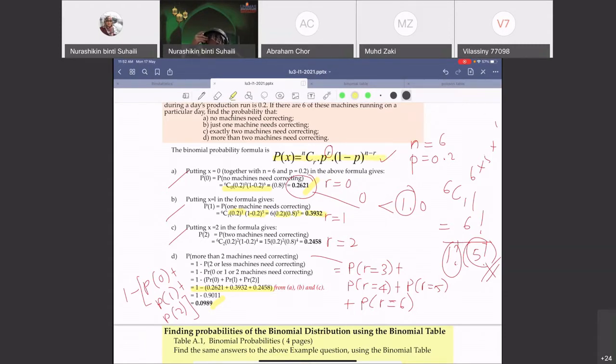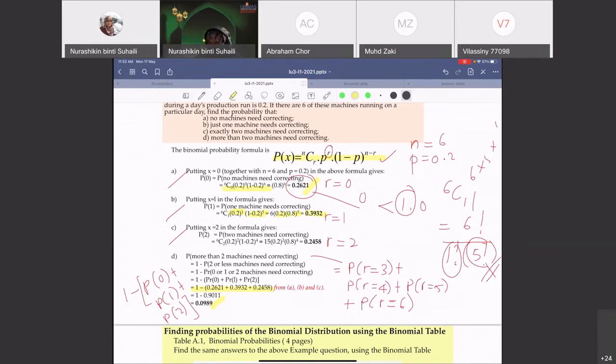NCR, P^R, (1 minus P)^(N minus R). So you have to know what is P, what is R, what is N. R is the event that you are analyzing. P is the probability of the event. Normally it's given in the question, but you have to identify it. Okay, so this is how you calculate or solve manually.